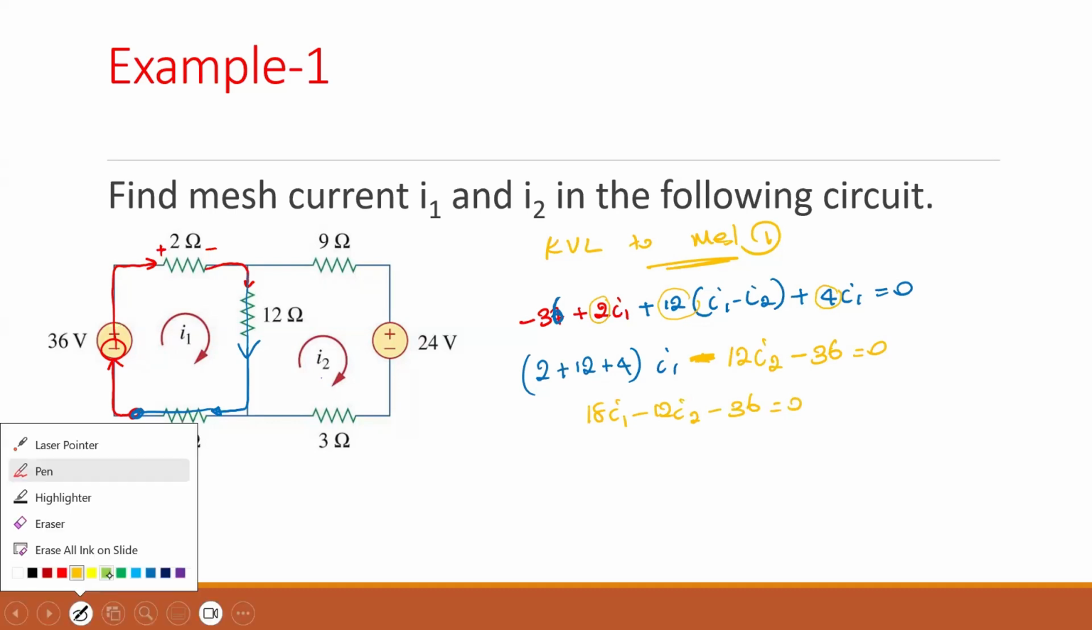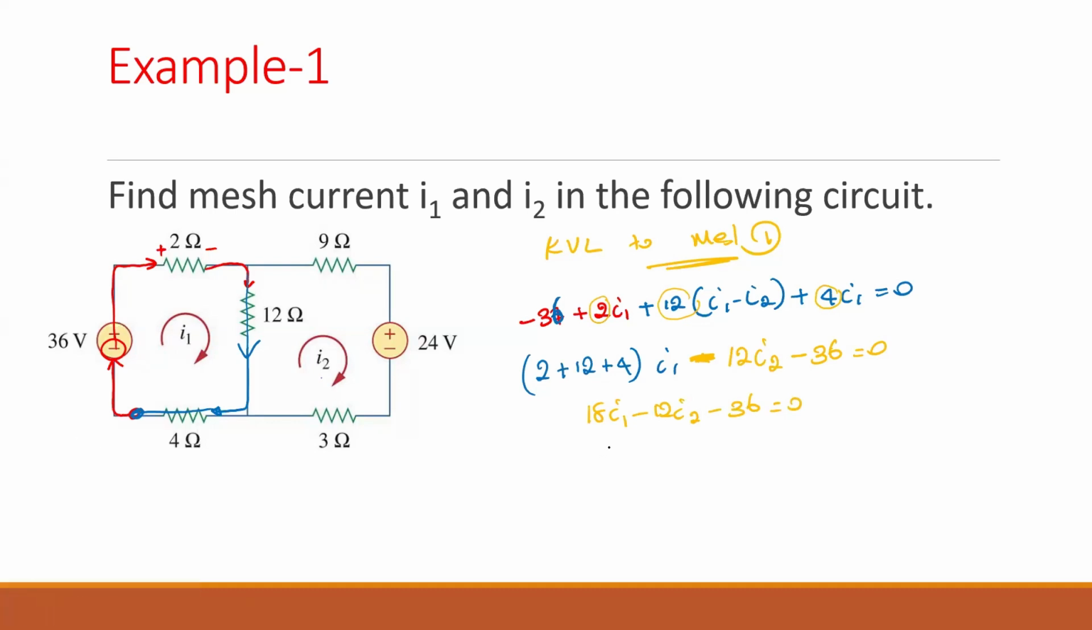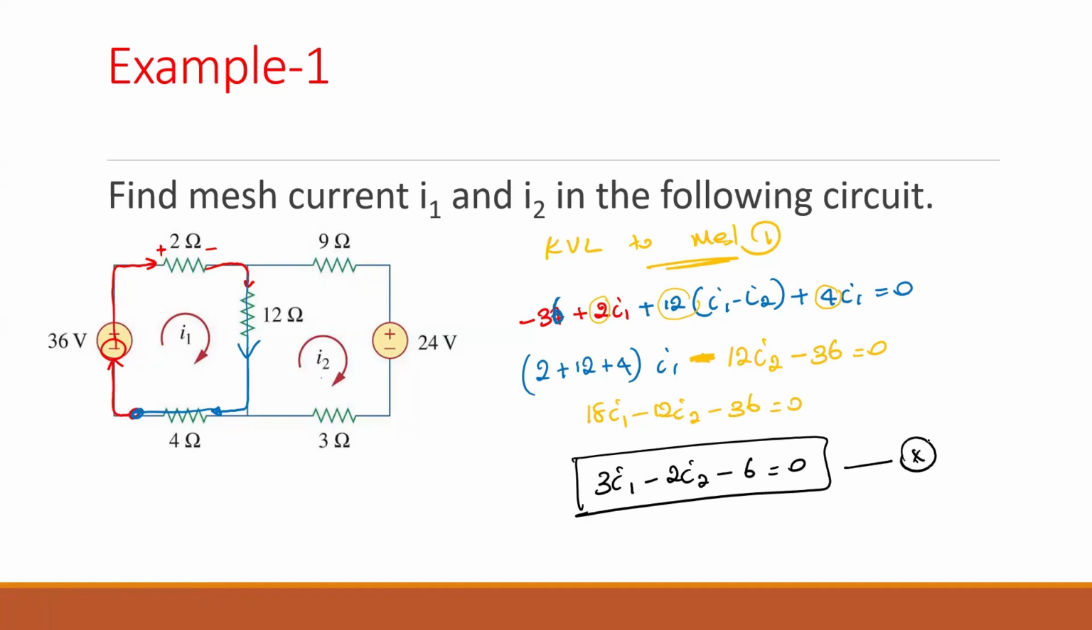So we can simplify if you want to make it simpler. So I can say we can divide by 12. Sorry, we can divide by 6. 3I1 minus 2I2 minus 6 is equal to 0. So this is my first equation by applying KVL to mesh 1.